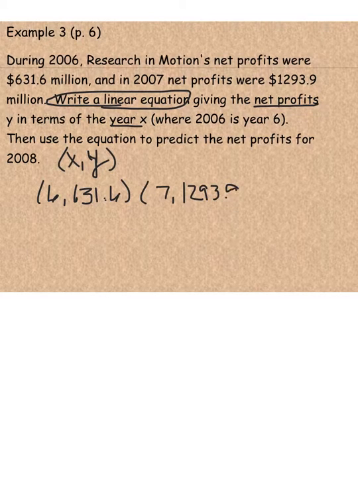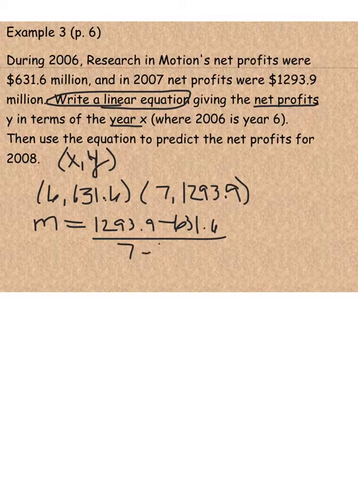Since we want to write the equation of a line and we have these 2 points and we need a point and a slope to write that equation, we're going to find the slope of these 2 points. So we'll use our slope formula, which is going to give us a slope of 662.3 over 1, which is just 662.3. So that's our slope.